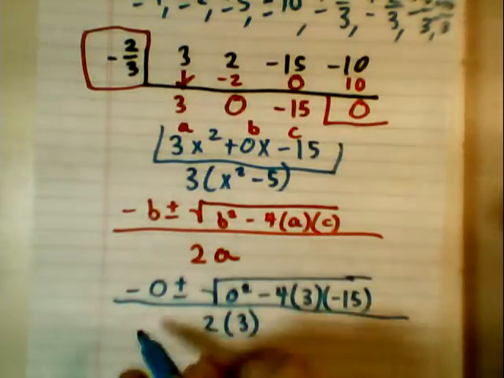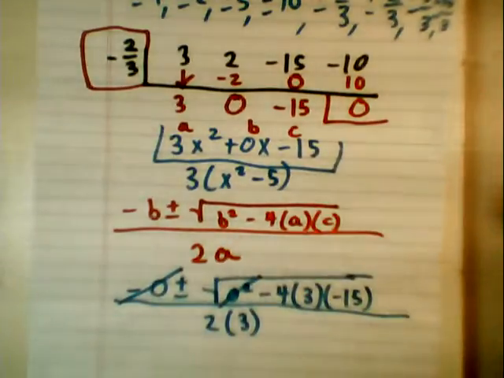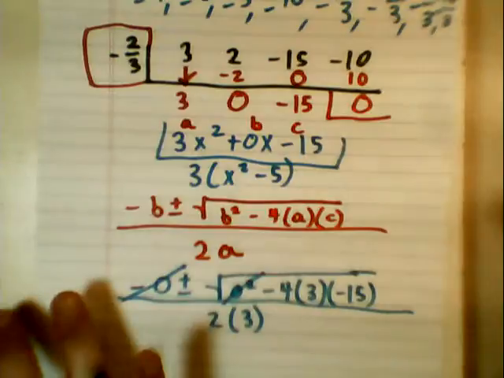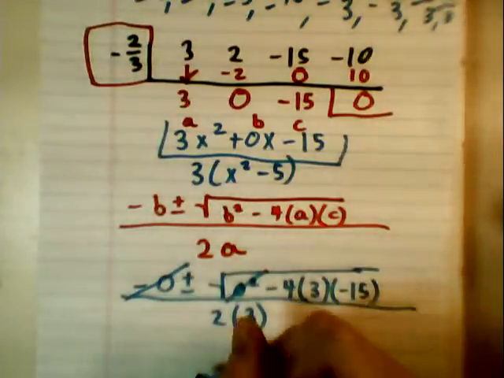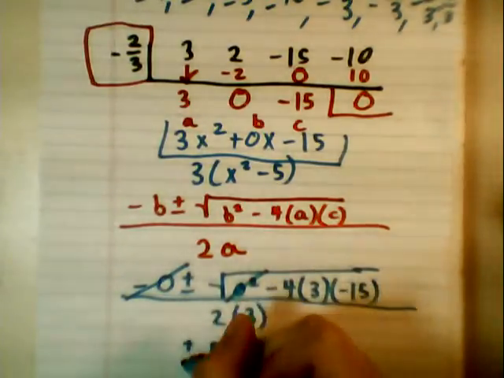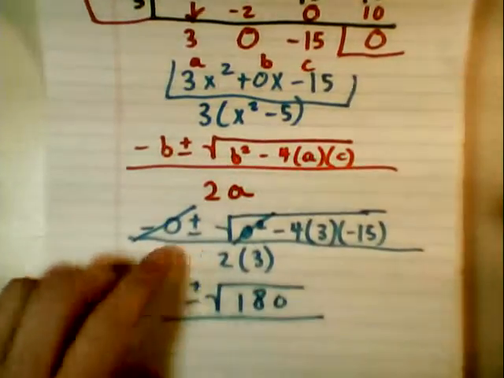So our zeros will cancel because they're zeros. There's no point in dealing with them. And then let's multiply out the inside. Okay, sorry for that pause. I was sort of lost in my thought. So negative 4 times 3 times negative 15, when we multiply out the inside, we get positive 180. So we have the square root of 180 plus minus, and then we divide that by 6.